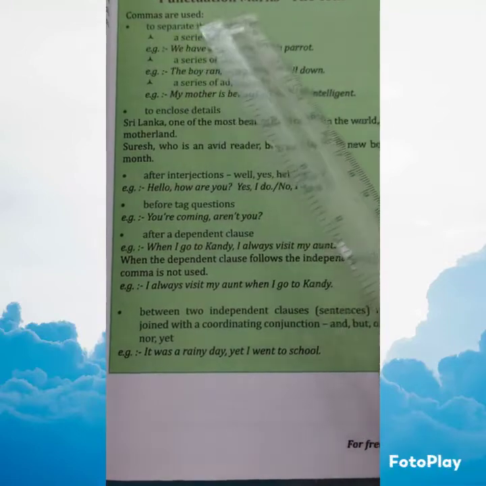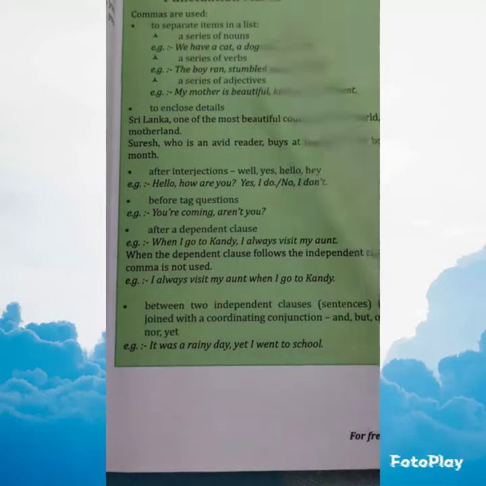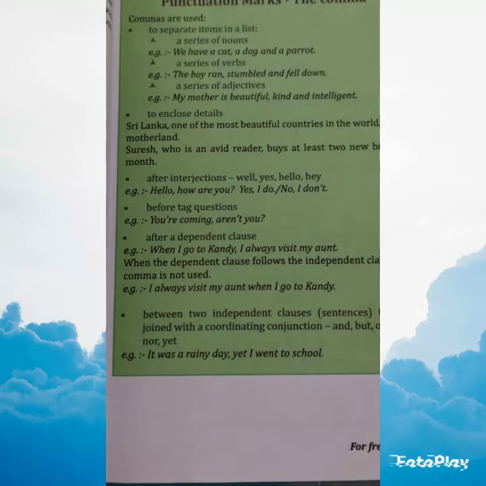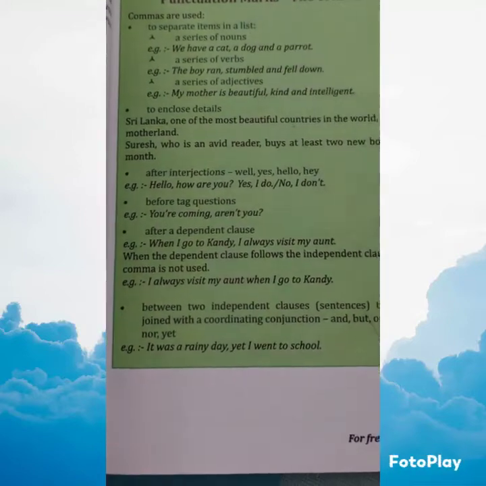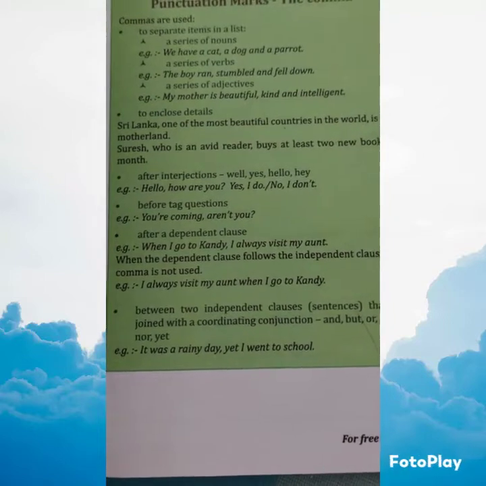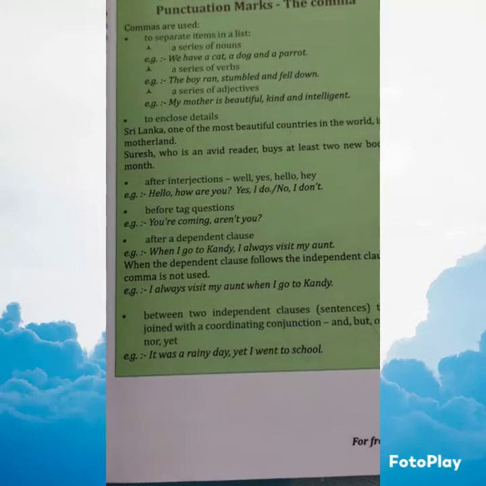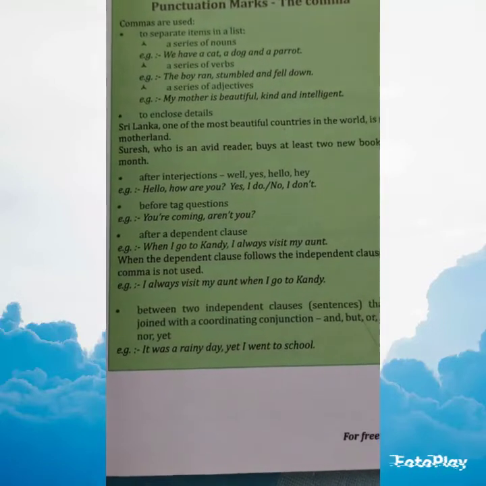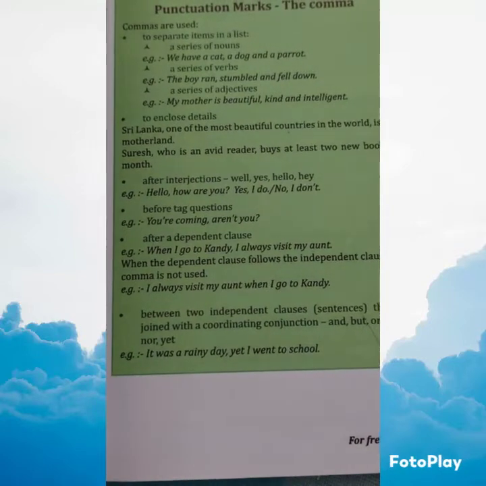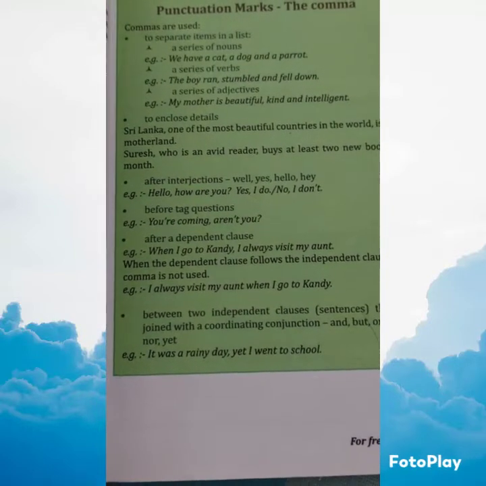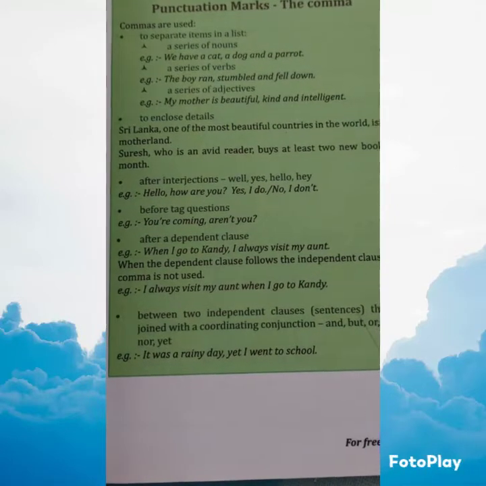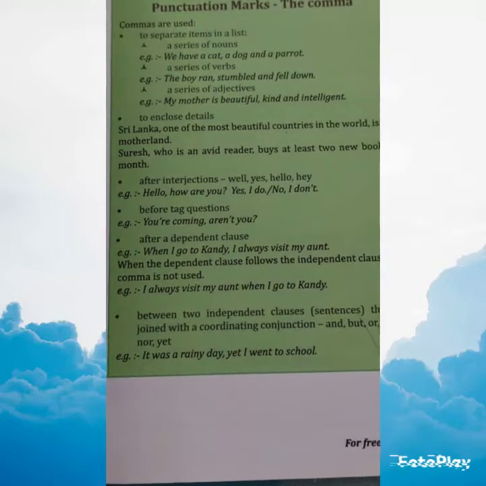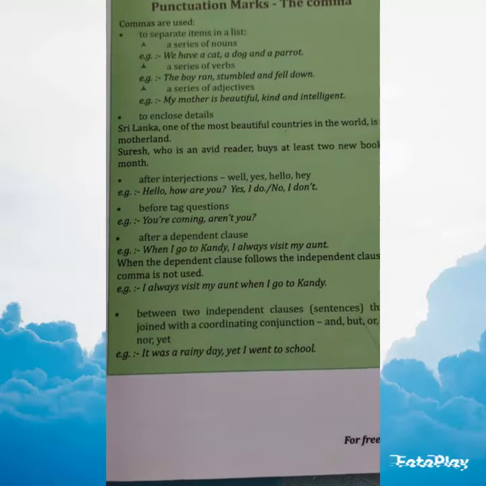To separate items in a list means in a sentence we can see many nouns, many verbs, many adjectives, many adverbs, etc. Many nouns means it can be the names of persons, the names of birds, the names of things, etc. When there are so many nouns, verbs, adjectives and adverbs, we use commas to separate them. At the end, when we write the last adjective or last noun or last adverb, we use the word and instead of a comma.